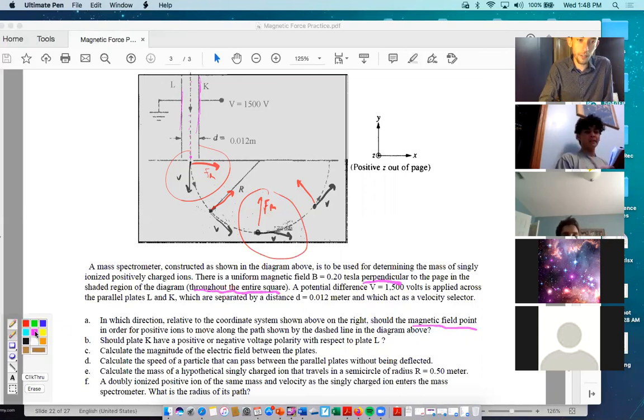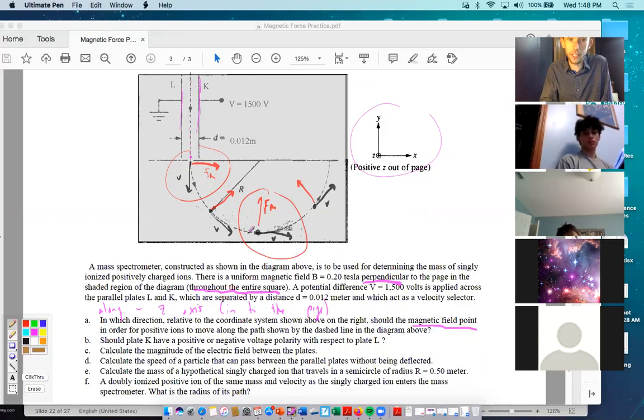So for your answer there, I don't think they're going to let you write into the page because they explicitly said to use the reference system that they've set up. Positive z-axis is out of the page, so the answer to question A would be along the negative z-axis. And then you could say into the page if you really wanted to. But does everyone understand how I figured that out?